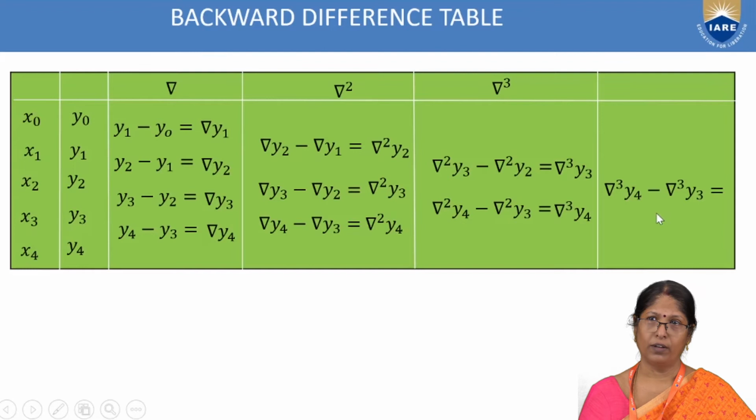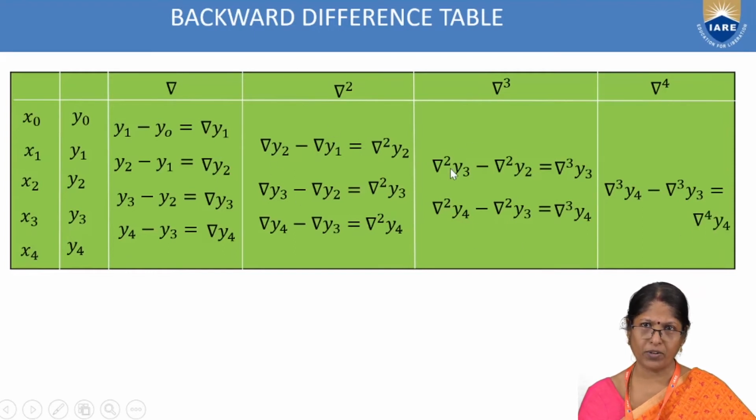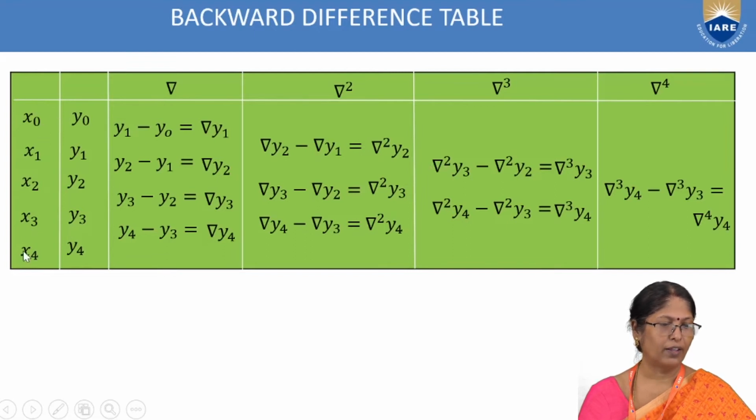Next, the fourth backward difference. The difference del cube y4 minus del cube y3, the operator is del power 4, and the name is del power 4 y4. Yes, we constructed this backward difference table. To construct it, we have taken x0 to x4, that is, 5 points.